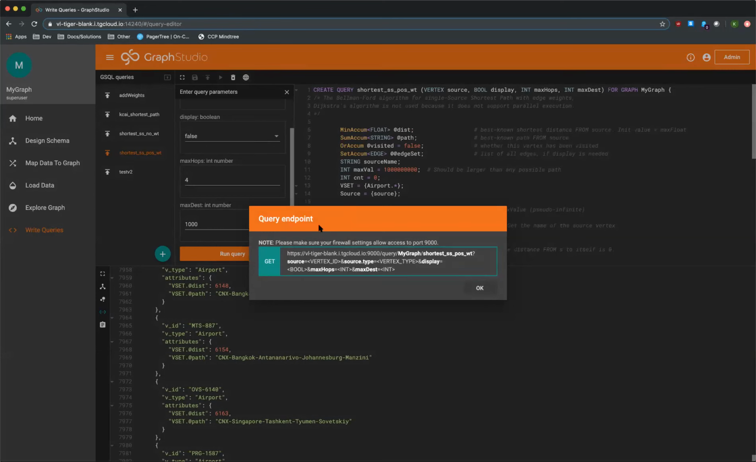So after you compile this query, this is for shortest single source positive weight. That little snippet of code there is the signature to call this endpoint. So if you're writing in whatever language you're working in, if it has an HTTP library, you can find online how do I incorporate RESTful endpoints into my application. You can do that. So those are the two ways.